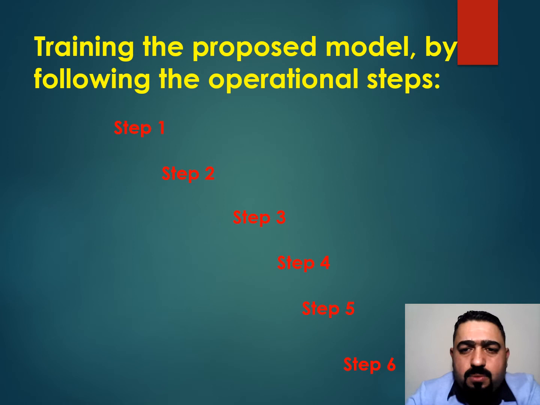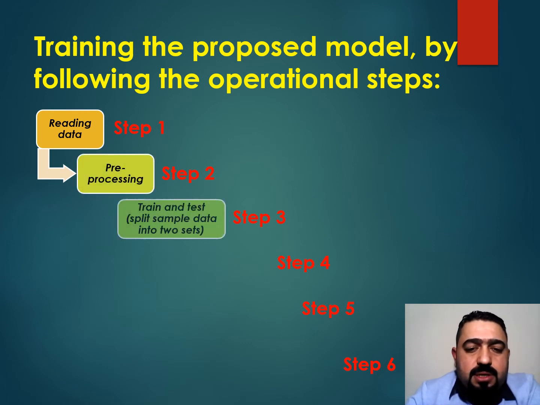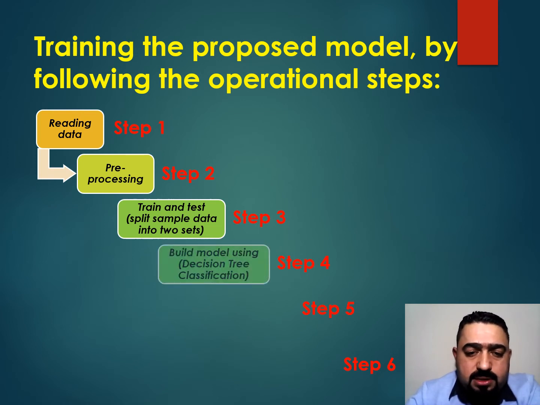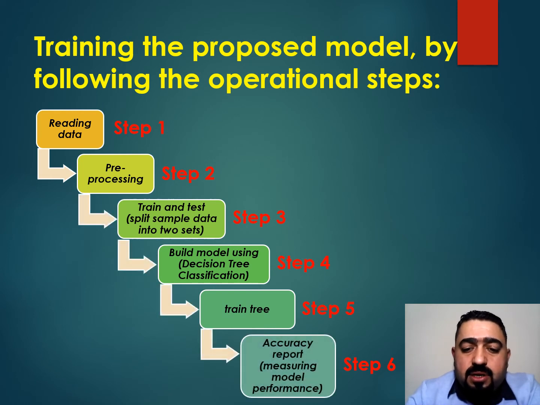Training the proposed model by following the operational steps. Step 1. Reading data. Step 2. Pre-processing. Step 3. Train and test: separate the sample data into two sets. Step 4. Build the model using decision tree classification. Step 5. Train the tree. Step 6. Accuracy report measuring model performance.